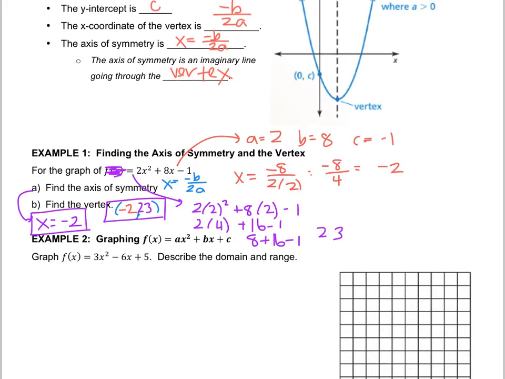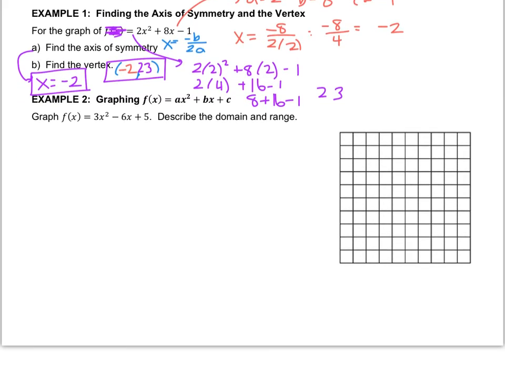All right, so now let's do one where we actually graph. We're going to do the same steps. We're going to find the axis of symmetry. We're going to plug in that number to get the vertex. And then we're going to use those points to plot a table. So lots going on. Here we go.